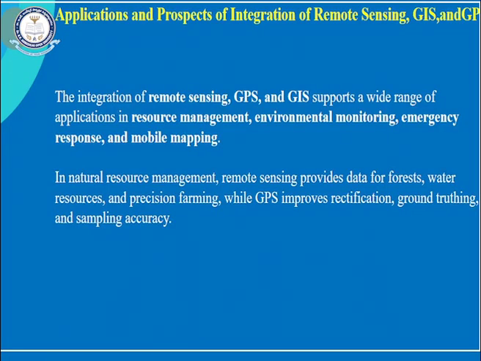Now, let us see some of the applications and prospects of integration of remote sensing, GIS and GPS. The integration of remote sensing, GIS and GPS supports a wide range of applications in resource management, environmental monitoring, emergency response, and mobile mapping. In natural resource management, remote sensing provides data for forest resources and precision farming, while GPS improves rectification and ground sampling accuracy. Applications include vegetation mapping, groundwater assessment, cropland monitoring, and coniferous habitat suitability analysis.